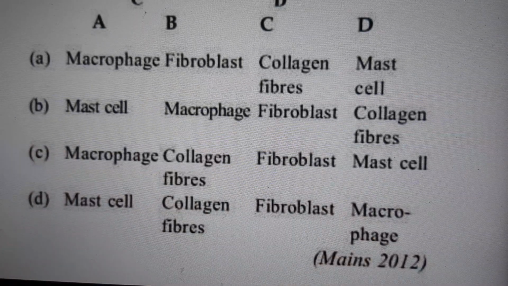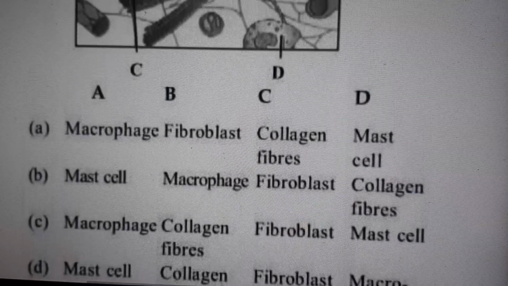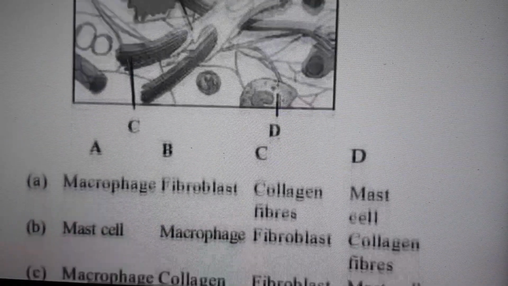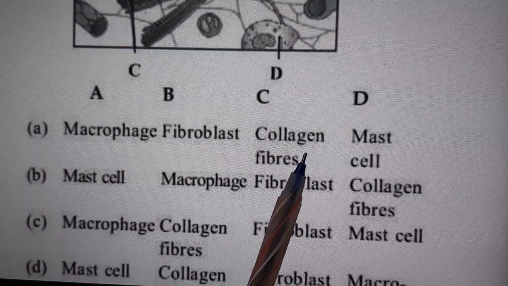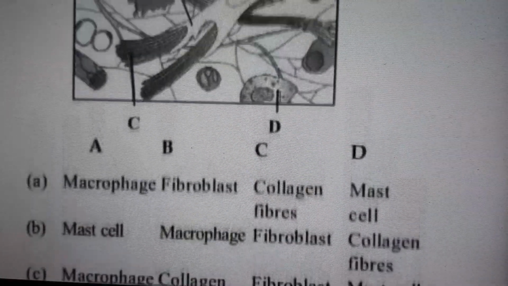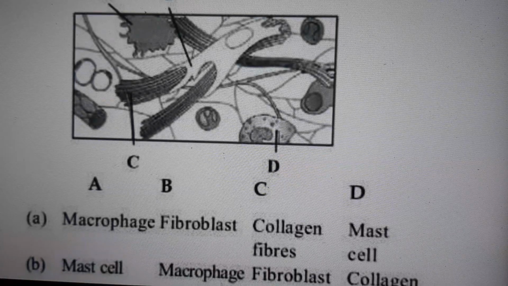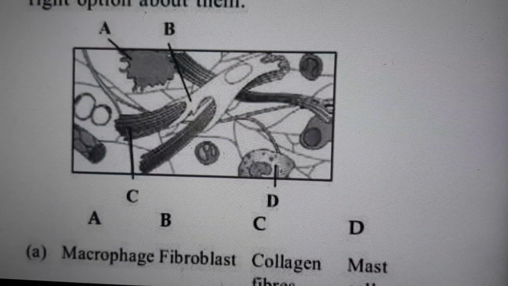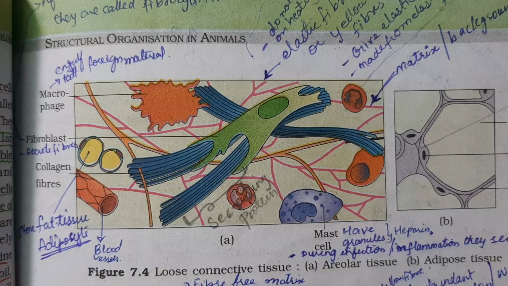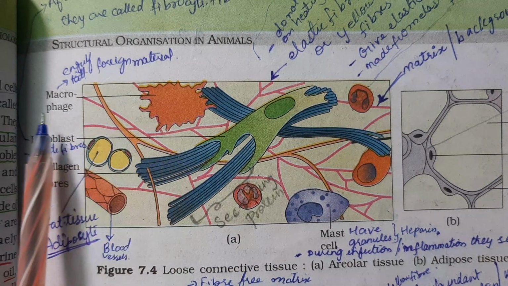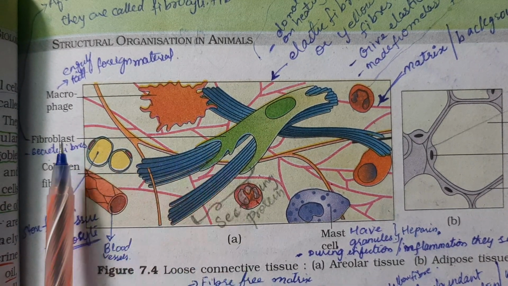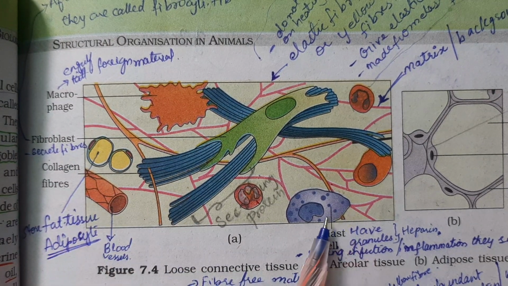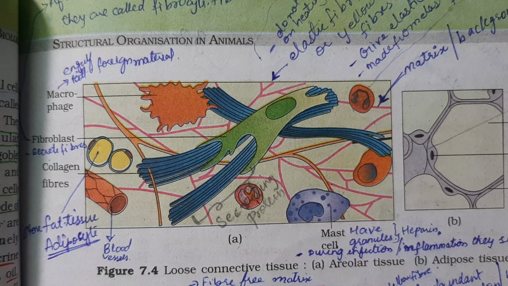Let us verify with C and D also. C is this one coming out of the fibroblast. This is the fibers. Yes, collagen fibers. And D, we have mast cell. Option A is the correct answer. Let us look at this diagram from NCERT also. So A was macrophage, B was fibroblast, C was collagen fibers, and D we have mast cell.